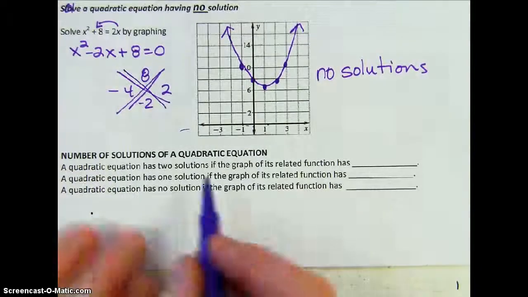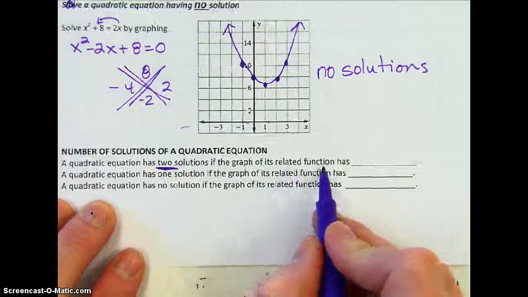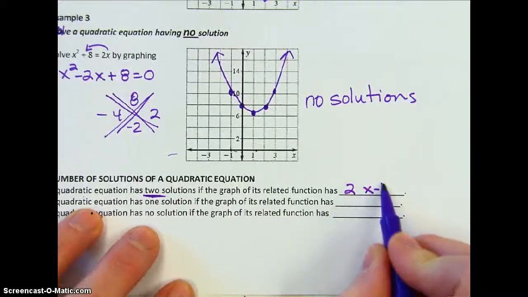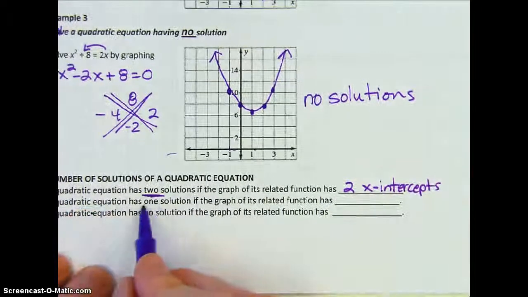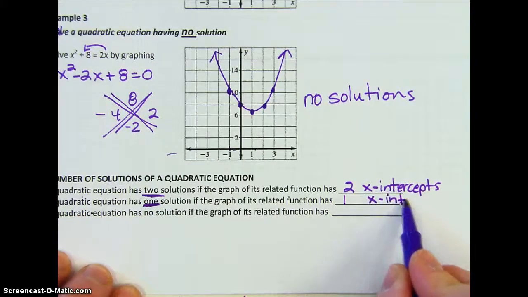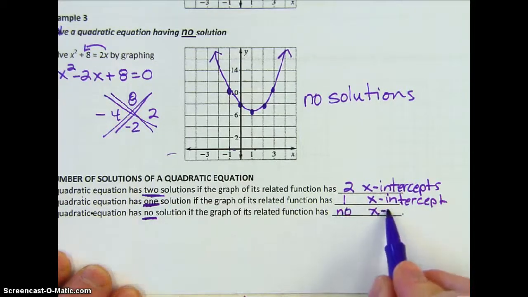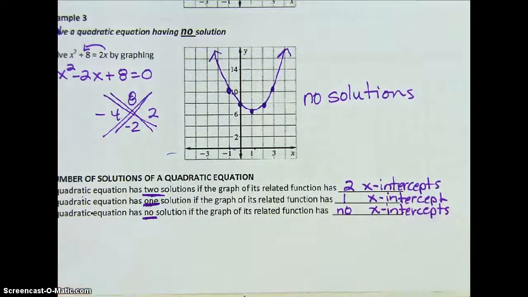It says a quadratic equation has two solutions if the graph of its related function has two x-intercepts. A quadratic equation has one solution if it has one x-intercept. And the quadratic equation has no solutions if it has no x-intercepts. Okay? Now let's put this together with function notation.